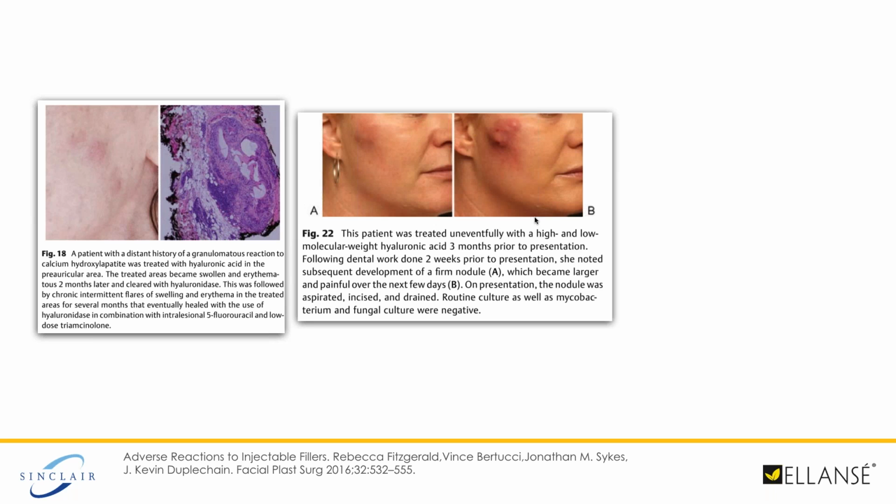This patient had a distant history of granulomatous reactions to calcium hydroxylapatite, and the granulomatous reaction still occurred when the patient was treated with hyaluronic acid in the preauricular area. The chronic intermittent flares of swelling and erythema didn't completely heal until hyaluronidase was used in combination with intralesional 5-FU and low-dose triamcinolone.